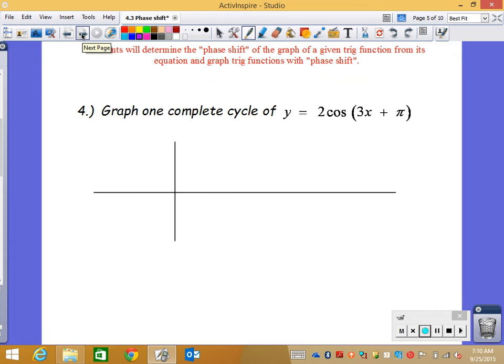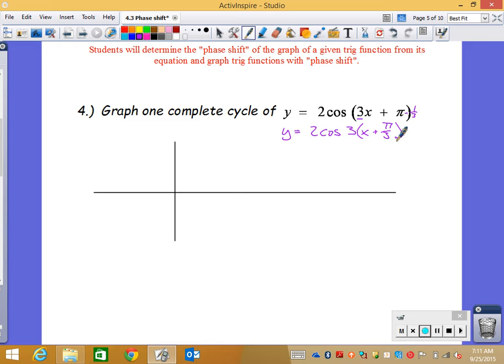Alright, let's do one more of these. We're going to graph 2 cosine of 3x plus pi. Now remember, I have a value multiplied by my x value, so I have to factor that out. So I'm going to factor out a 3. I'm left with just an x. I have to multiply by 1/3 to figure out what my new value is, because I'm factoring out a 3. So plus pi over 3.